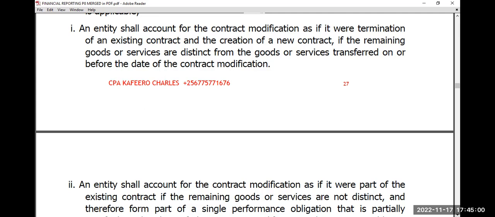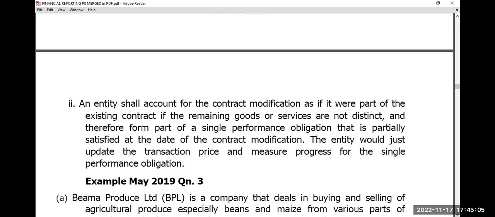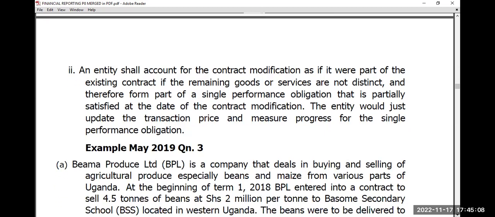Those are different items. Secondly, an entity shall account for the contract modification as if it were part of the existing contract if the remaining goods or services are not distinct, and therefore form part of a single performance obligation that is partially satisfied at the date of the contract modification. The entity would just update the transaction price and measure progress for the single performance obligation.